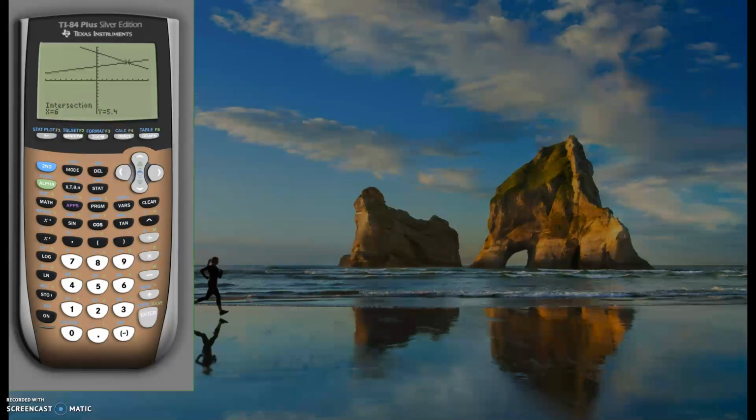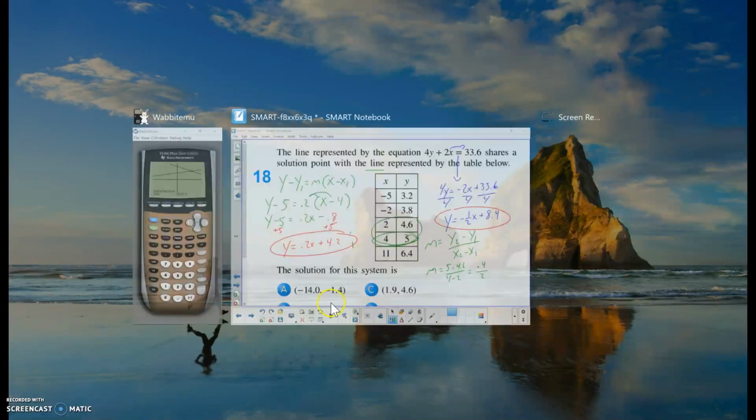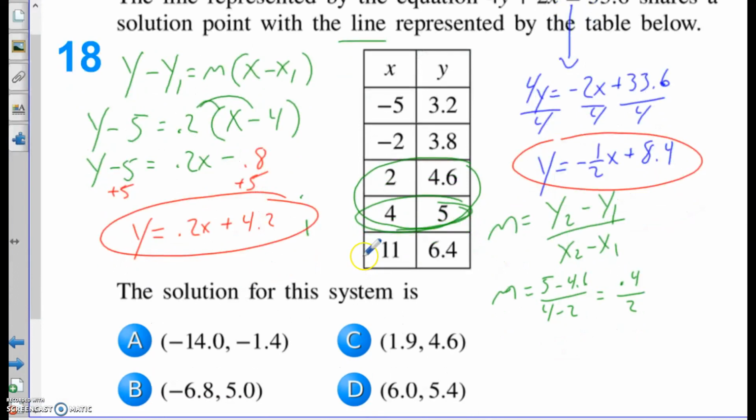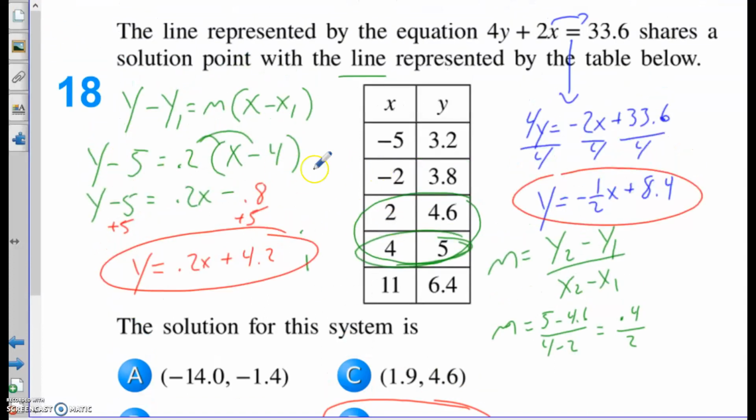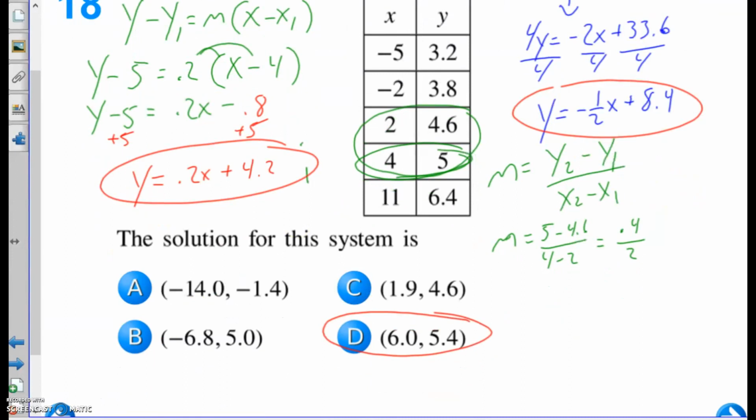So the answer is x value of 6, y value of 5.4, which is choice D. Like I said, that is a rough question. Definitely, I think the hardest question we've seen so far on this part one. Very challenging, a lot going on there.